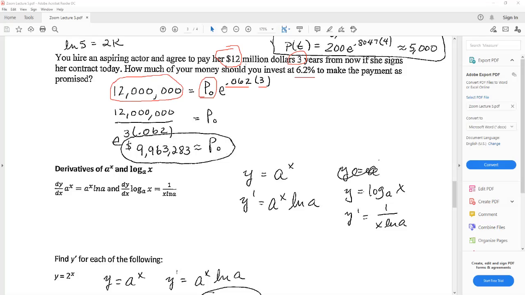Well, if you divide both sides by this number here, e raised to the power of 0.062 times 3, if you solve for P naught, then you will see that the initial amount you need to deposit is just under $10 million. So if you invest $9,963,283, if you invest that, when you come back in 3 years, it will have grown to 12 million.